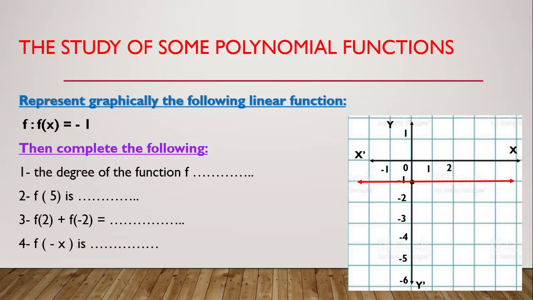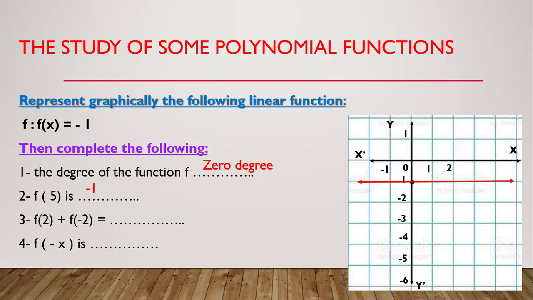Okay, the degree of the function. The degree of any function is the greatest power, but here we don't have x. So this function is of 0 degree. Okay, because x power 0 is 1. So I'll imagine that we have x power 0 here. Okay, f of 5, f of any number is -1. So f of 5 also will be -1.